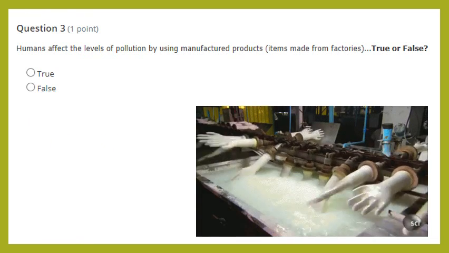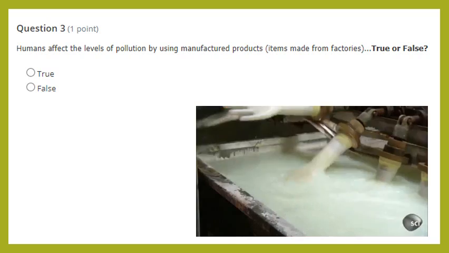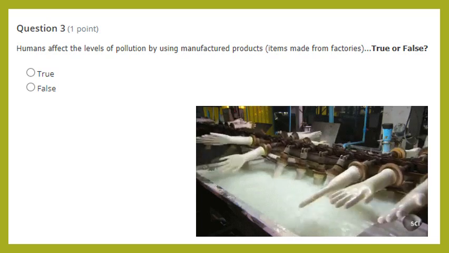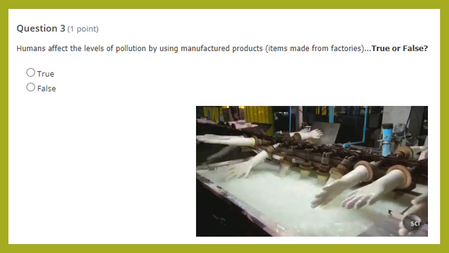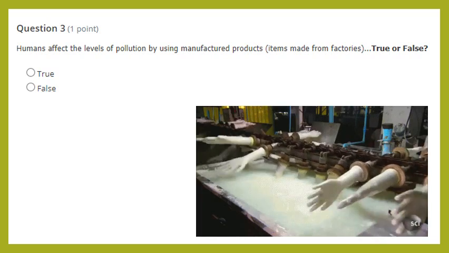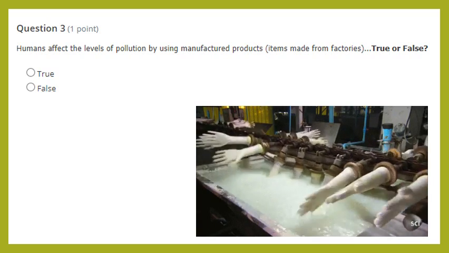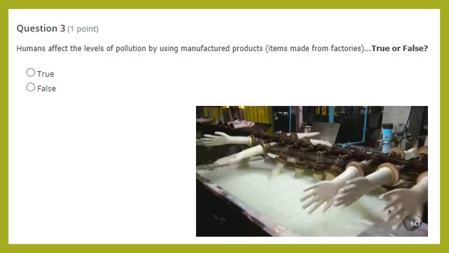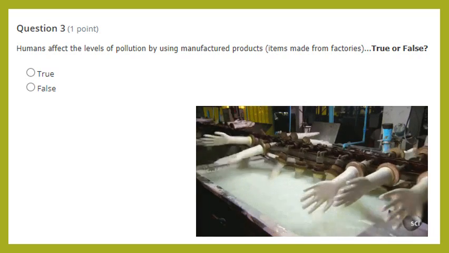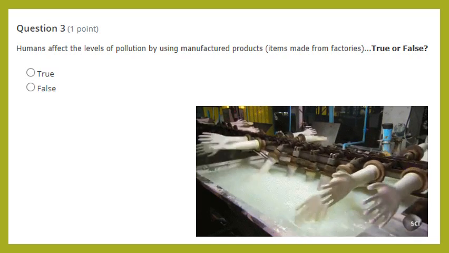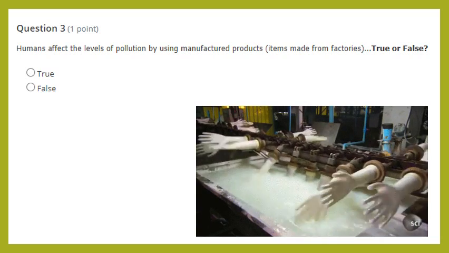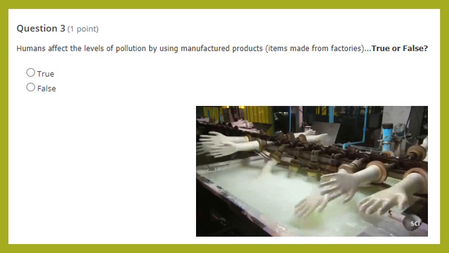All right, humans affect levels of pollution by using manufactured products. Items made from factories. That's what manufactured products means. If you look at the GIF below, they're actually making rubber gloves for doctors and for us to use if we're worried about the spread of COVID. So those don't grow on trees. We actually have to make them. So humans affect the levels of pollution by using manufactured products or items made from factory. True or false? By making and buying these products, do we increase the level of pollution? Is this true or false?